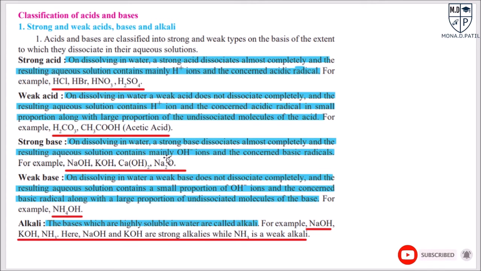Then next is strong base. On dissolving in water, a strong base dissociates almost completely and the resulting aqueous solution contains mainly hydroxide or OH minus ion and the concerned basic radicals, for example NaOH sodium hydroxide, KOH potassium hydroxide, calcium hydroxide and sodium oxide. These are strong bases.